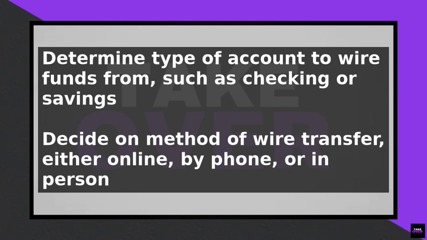Then, decide on the method of wire transfer, either online, by phone, or in person at a bank branch. If you choose to initiate the wire transfer online, log into your JP Morgan Chase bank account, navigate to the Payments or Transfers section, and select Wire Transfer. Enter the recipient's information, the amount you want to transfer, and confirm the details.